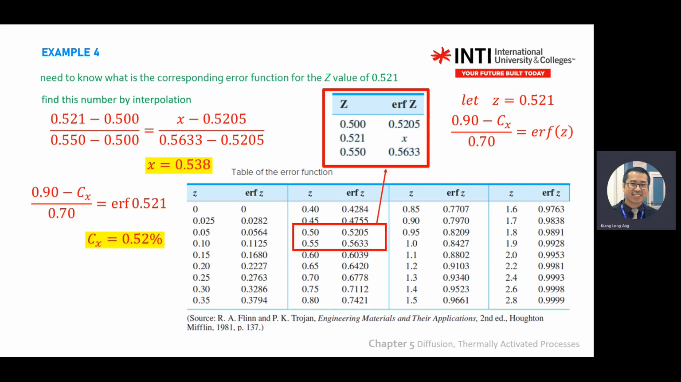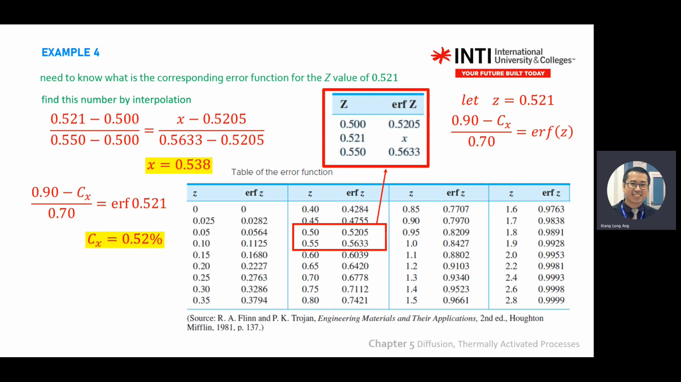Okay, so don't forget about the unit. If you write 0.52, it's not complete. It must have a percentage. So by this example 2, example 3 and 4, you should know how to flip the question, like how to do when you are given so and so. There must be something missing in that second law equation.